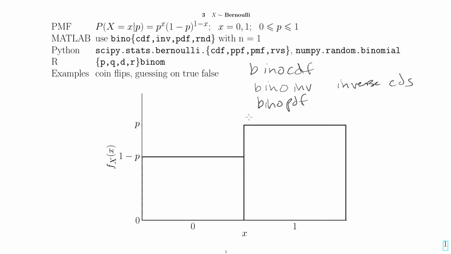In this case, this is a PMF, but MATLAB standardizes everything to PDF so that it's easier to write scripts. So this is pretty self-explanatory. And then binornd, which generates samples from, in this case, a Bernoulli random variable. But remember, you have to use n equals 1 for Bernoulli.